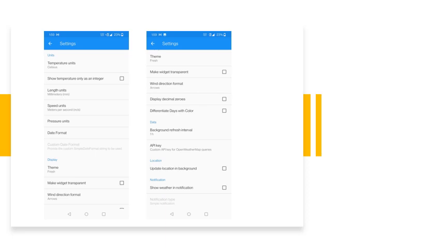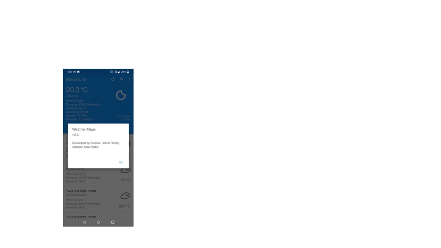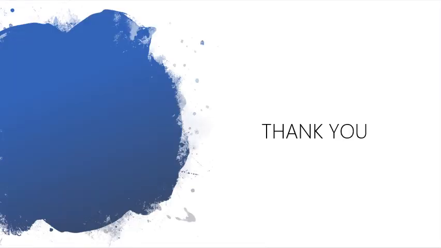Coming to the next slide, this application was developed by three people, as you all know: Shrikar, myself Varun, and Abhilash. We developed this application for the user friendliness of the people. And thank you.